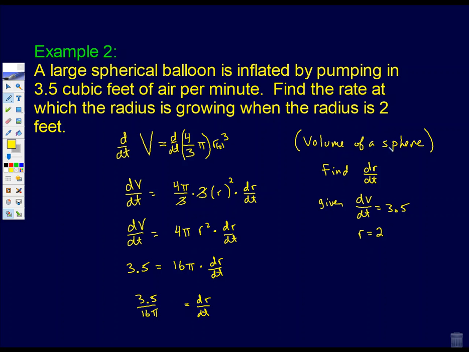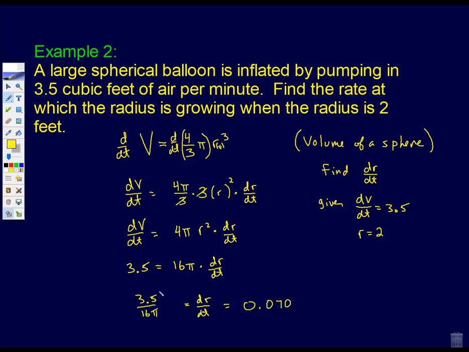Now that expression really doesn't have a lot of meaning. I think we should just divide this on our calculators to figure it out. So I'm going to do that right now, 3.5 divided by 16 pi. And I got that this is equal to about 0.0696, or 0.070.